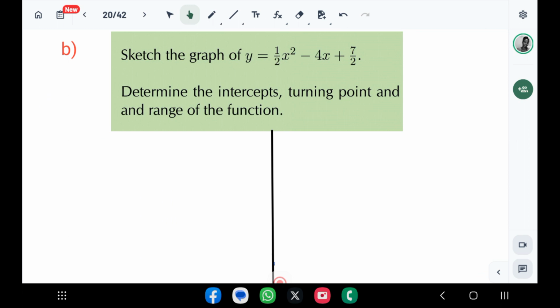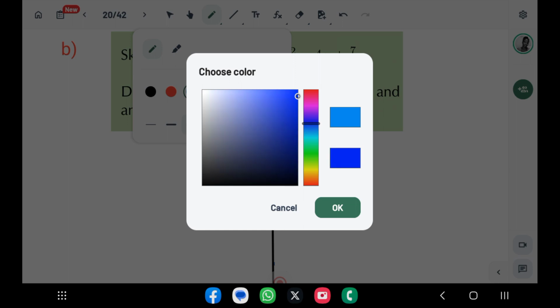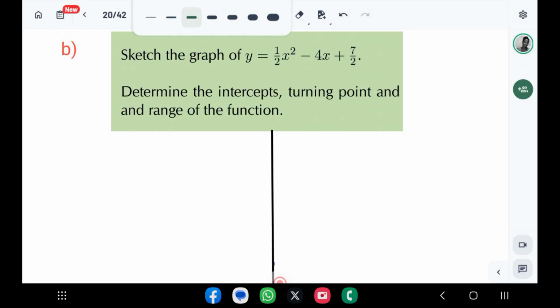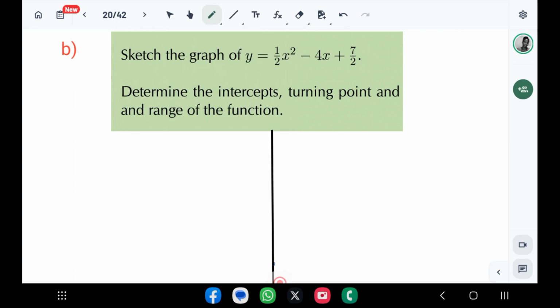Next question. Sketch the graph of y equals half x squared minus 4x plus 7 over 2. This one, let's go back to our favorite color. We know what our a is. Our a equals half, meaning that we've got a graph that looks up. Now let's find the intercepts, the turning point, and the range of the function.